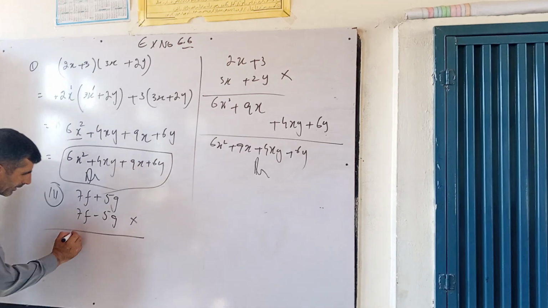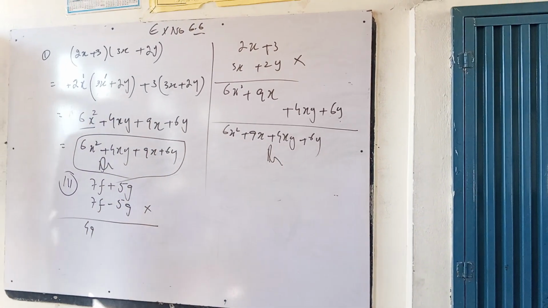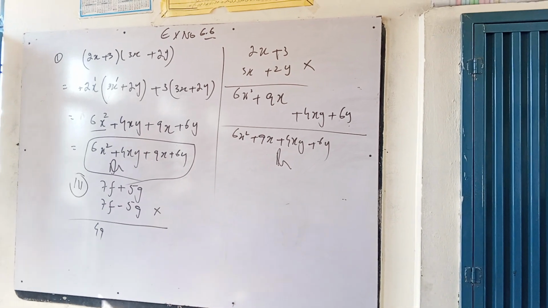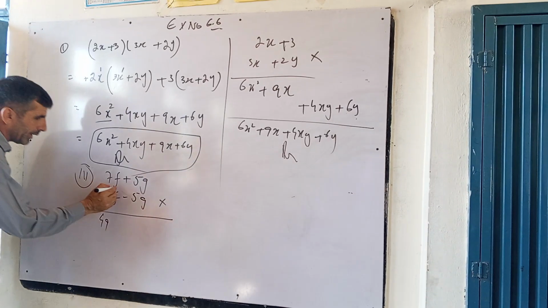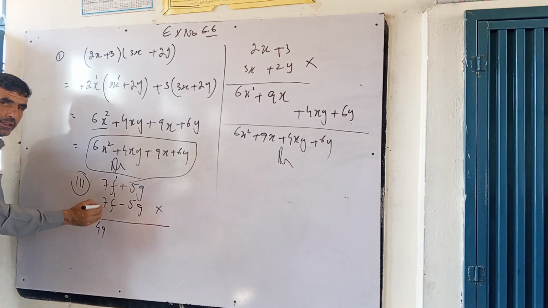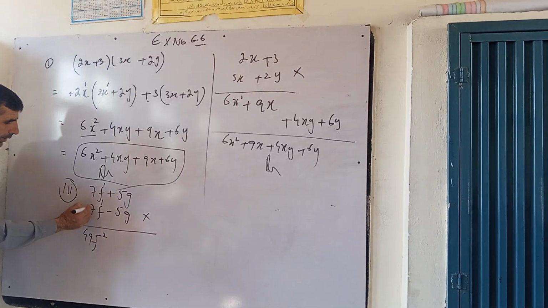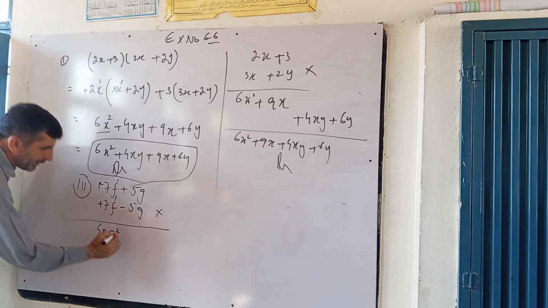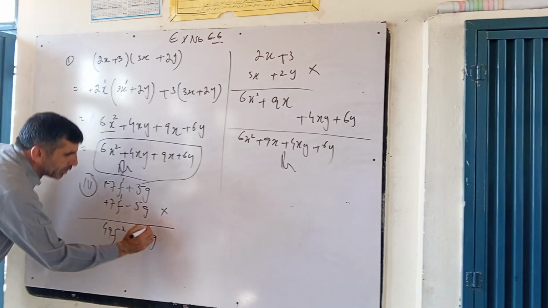7 sevens are 49, and f will also be multiplied, but the degree of the f will be added. Here f has no degree, so we will take it as degree 1. So 1 is here and 1 is here, so they will be added. So 1 and 1 is equal to 2, so it is equal to 49 f square. Now here it is plus, and plus multiplied by plus is equal to plus. So 7 fives are 35 fg.